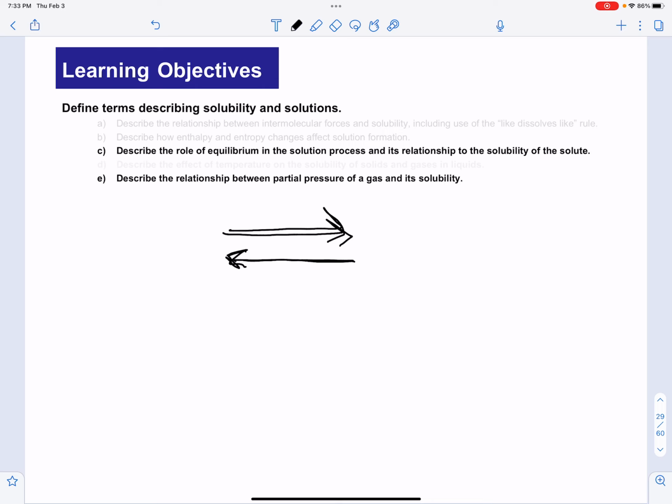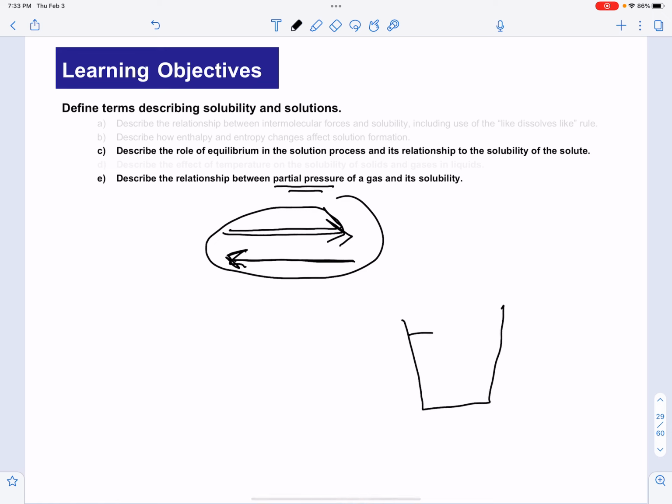Describe the relationship between partial pressure of a gas and its solubility. So to understand partial pressure, we have to understand equilibrium. So let's say you have a container where you have a liquid, which is a solution that contains a gas. We studied vapor pressure in chapter 12 for a pure substance. Now this is a mixture. This is a homogeneous mixture, a solution, right?